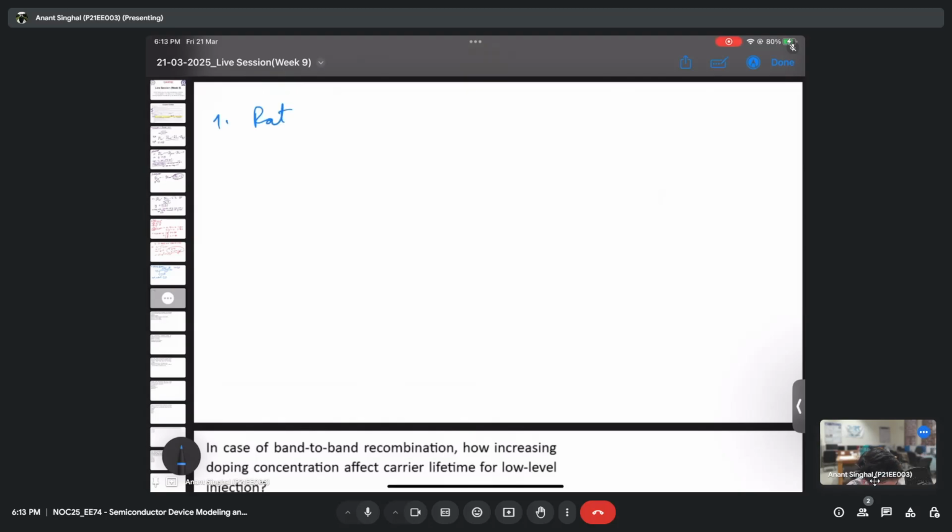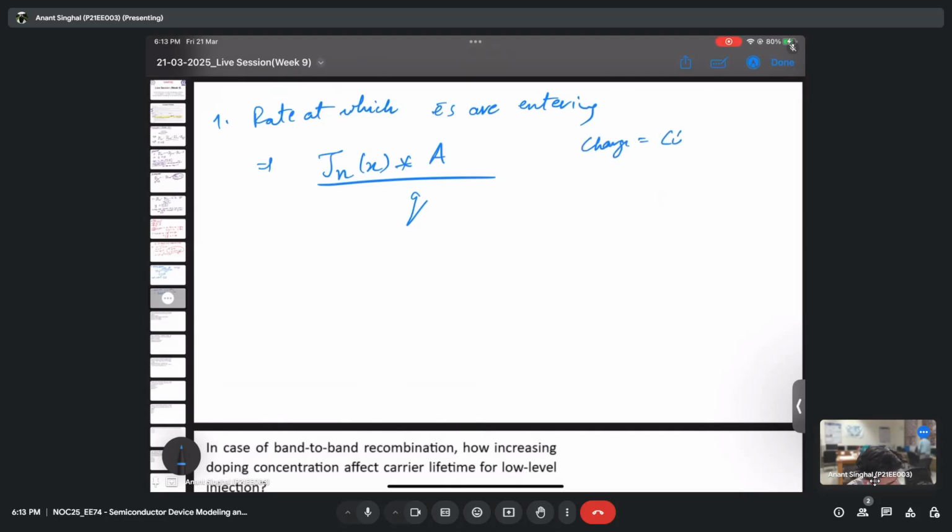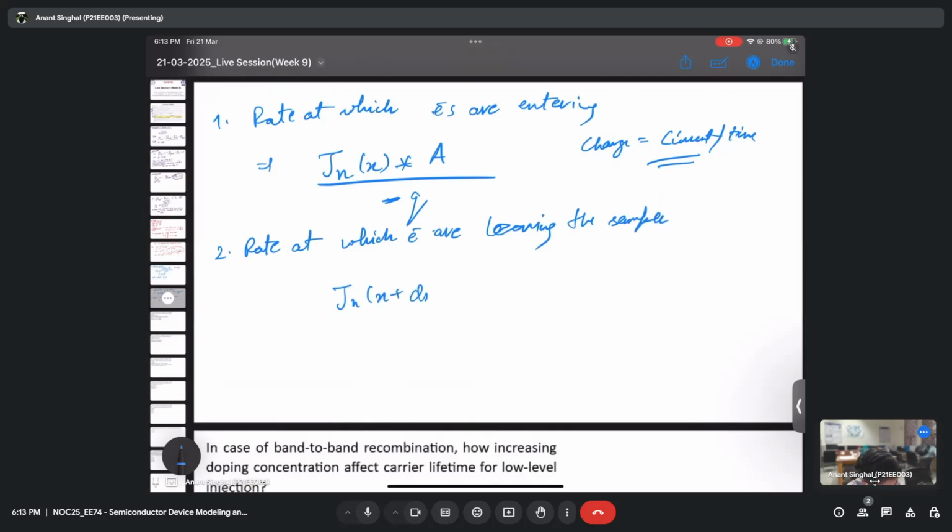The first thing is the rate at which electrons are entering the sample. This is the current times area divided by charge, because current is charge per unit time. Since we are talking about electrons, we have a negative charge. Similarly, the rate at which electrons are leaving the sample, at x plus dx, will be J_n at x plus dx, the area is the same, and minus q is the charge.